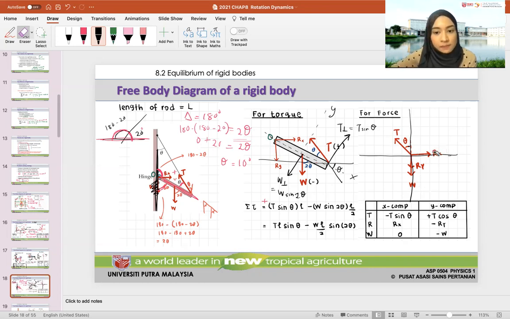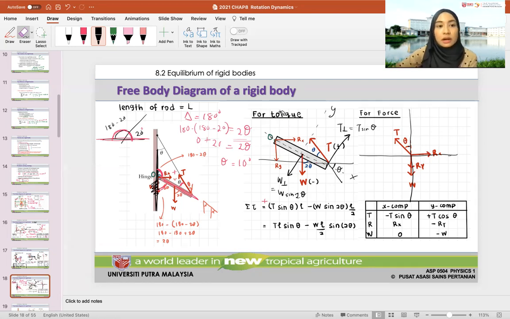Our tension kena resolve. So the weight, we just use it as it is. The R, we just use it as it is. Rx, we just use it as it is. For torque, we did not use it as it is. We had to define the weight that is perpendicular to the beam. So tu perbezaan antara torque dengan force biasa.